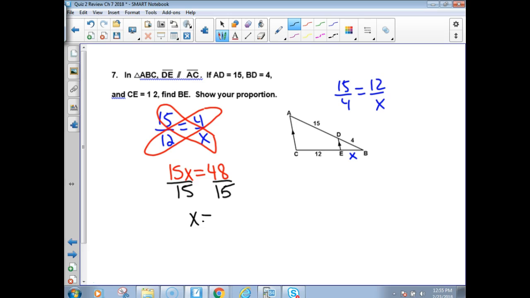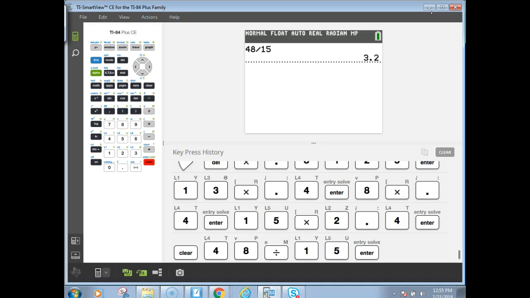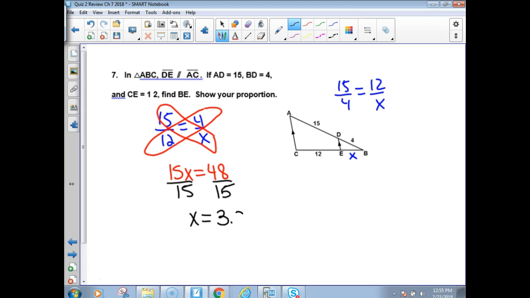And we should be getting x is 3, what the heck, I'll go on here, I think it's 3.2, but 48 divided by 15. Yep, 3.2. Didn't ask us to do anything else, so I found BE is 3.2 because I put an X on BE.